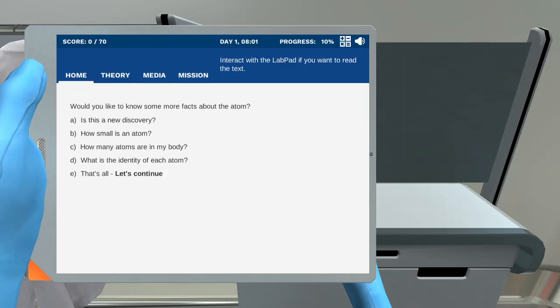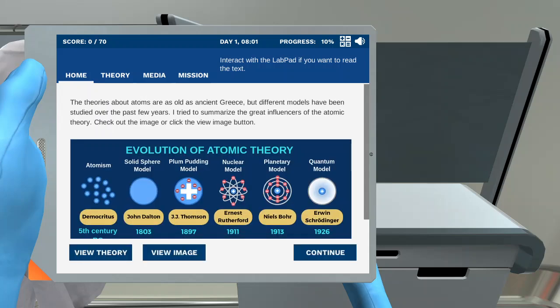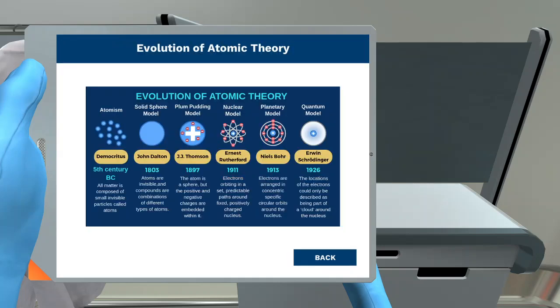Would you like to know some more facts about the atom? The theories about atoms are as old as ancient Greece, but different models have been studied over the past few years. I tried to summarize the great influencers of the atomic theory. Check out the image or click the View Image button.